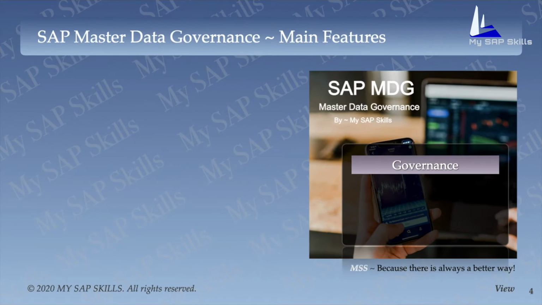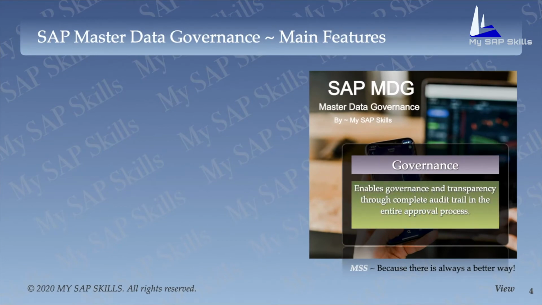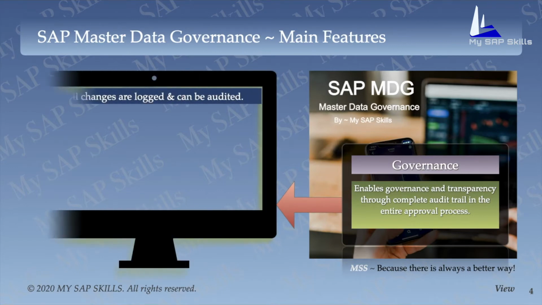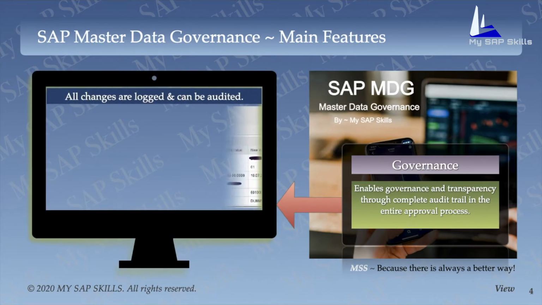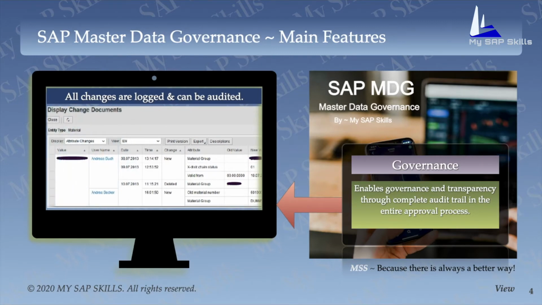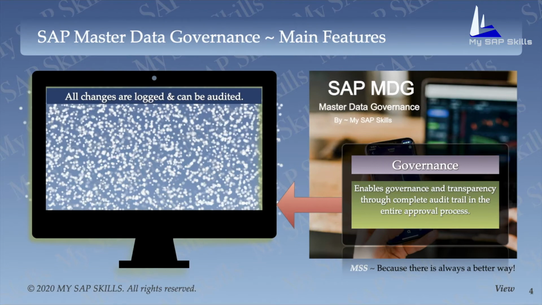This feature enables governance and transparency through a complete audit trail in the entire approval process. All the business data changes will be logged in the change request document, and can be audited at any point of time. We can easily identify who the requester of the master data change is, what kind of data changes have been requested, when the change request has been made, and who all are the business persons involved during this data change process. This gives complete control of the business data validation flow, and clear transparency in the process.